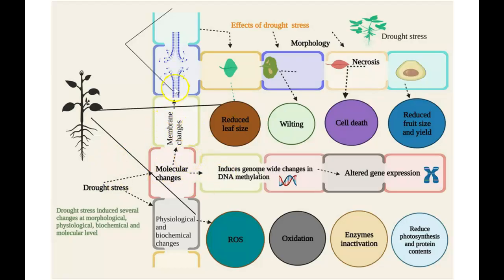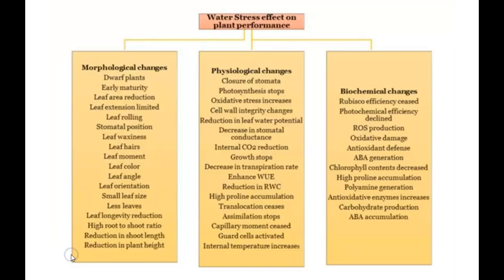If we talk about the molecular changes, then drought induces genome-wide changes in the DNA methylations. As a result, gene expression will be changed. And if we talk about physiological and biochemical changes, there will be reactive oxygen species production, lots of oxidation activities in the drought conditions. Enzymes will be deactivated or inactive, and there is reduced photosynthesis and protein content under drought conditions. So, water deficit affects plant performance.